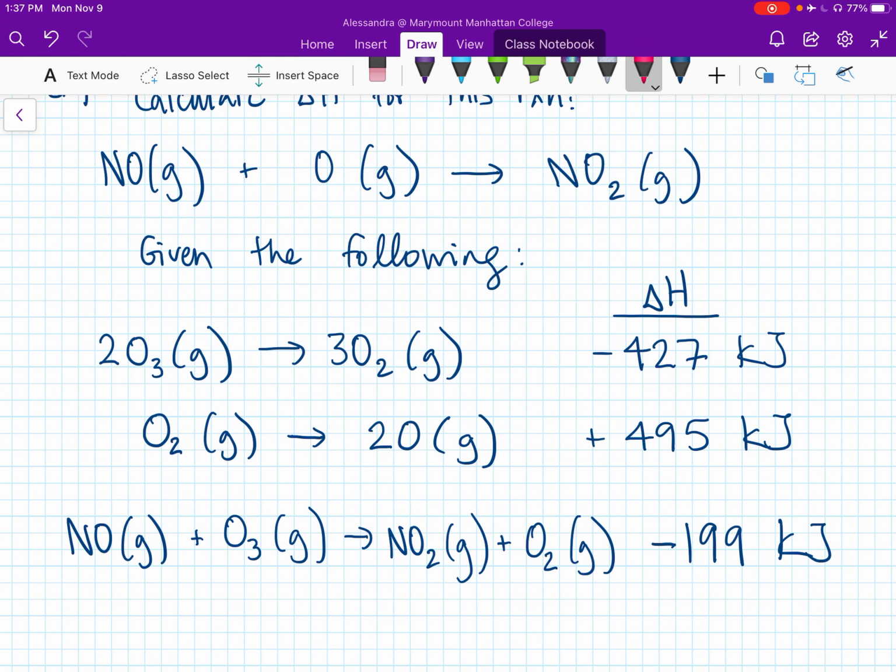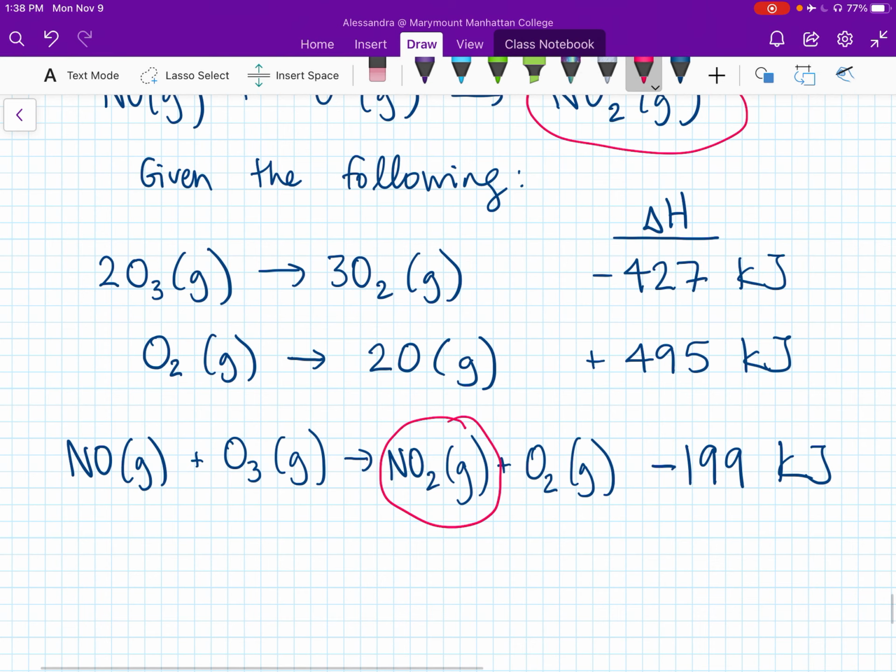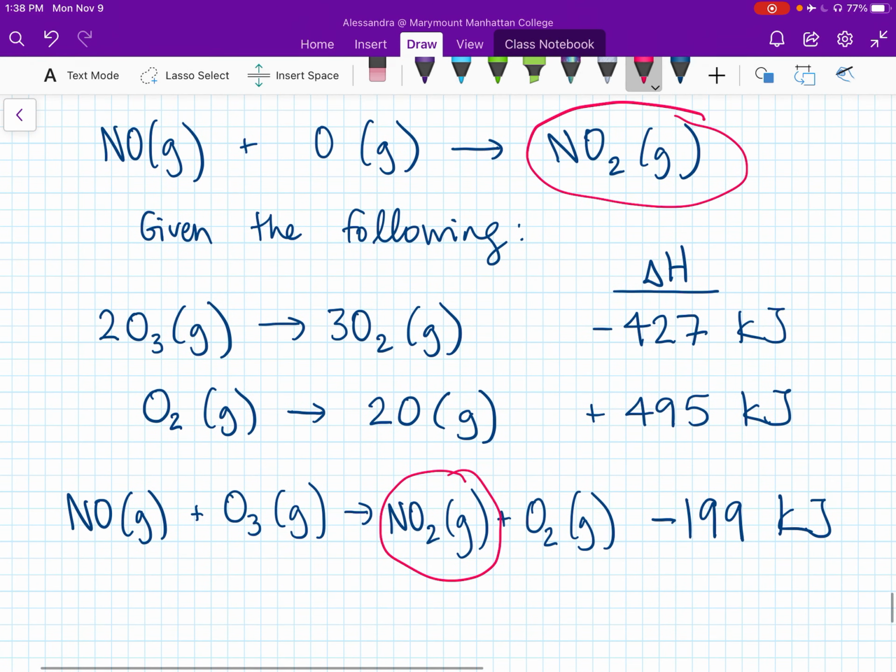So I'm going to kind of color code this. I have my nitrogen dioxide present up here, and the only place where I see it in the given reactions is down here. And I have the same number of moles of it, just one, and it's on the product side. So I'm going to assume that I need to keep this last reaction in the direction that it's going.